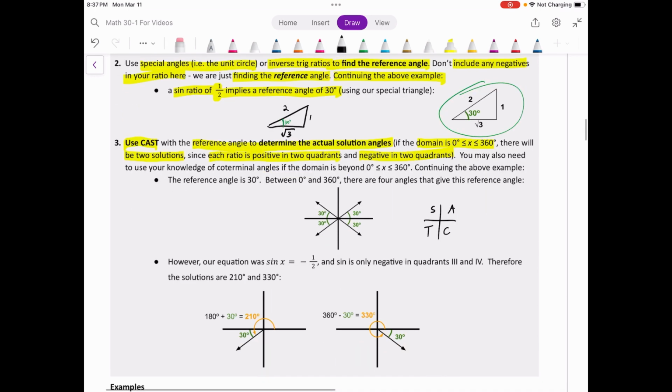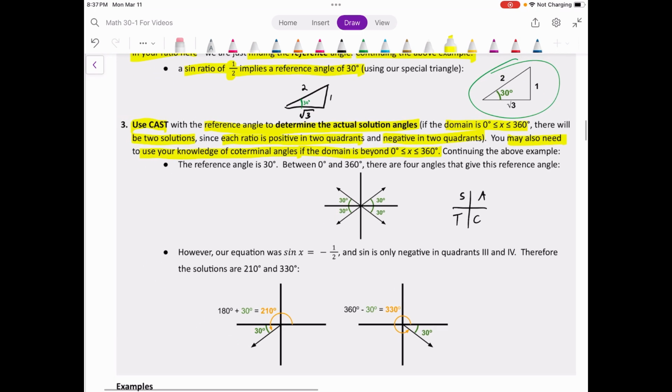Just a side note here, we will see this today. You may also need to use your knowledge of coterminal angles if the domain is beyond 0 to 360, right? If it's something like from 0 to 720, you're going to have even more solutions because you can do 2 full rotations to find all the possible angles.